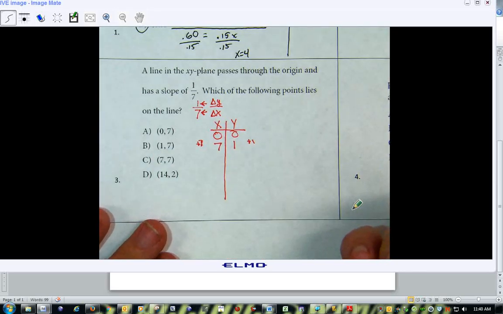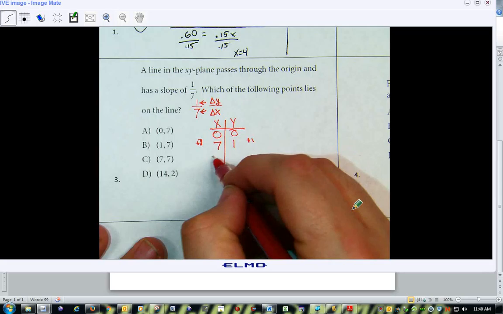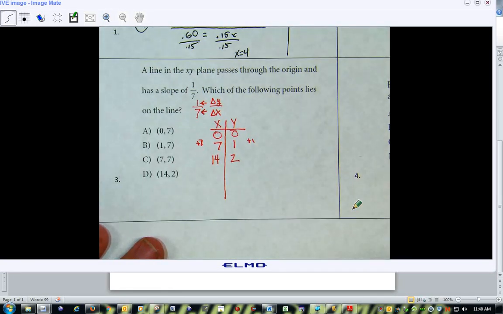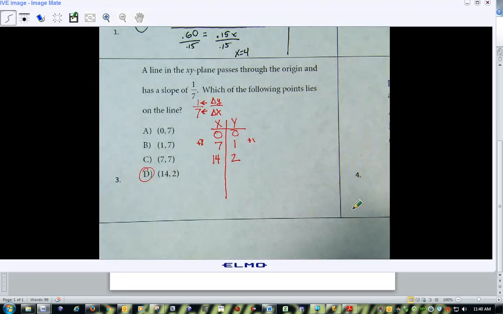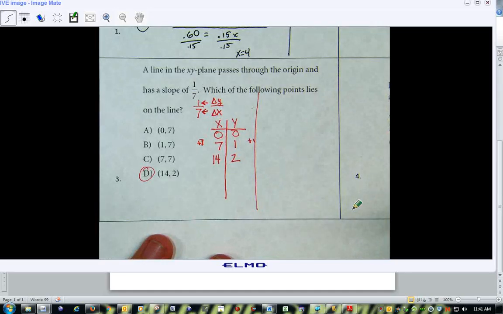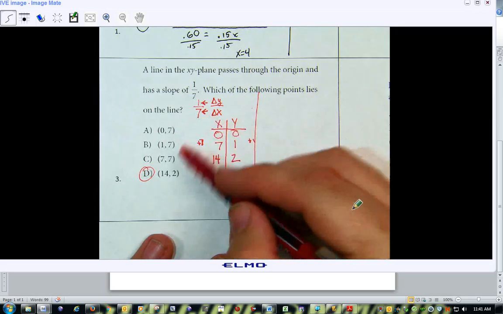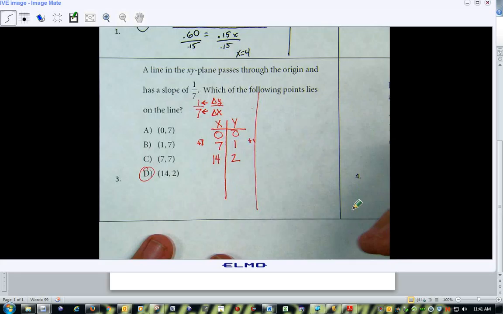If you didn't understand it was y over x and you thought it was x over y, that's the one there to trip you up. The next one would be add 7 to here, you get 14, 2. And that would be D. But ladies and gentlemen, there's a different way that you could have done this. You know the slope. Go with this, come up with the tables, and you'll be all set.